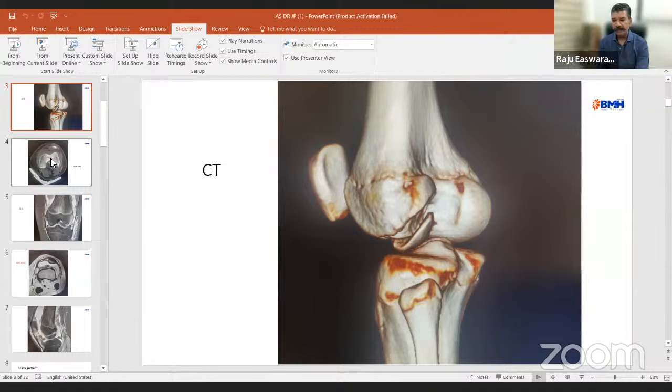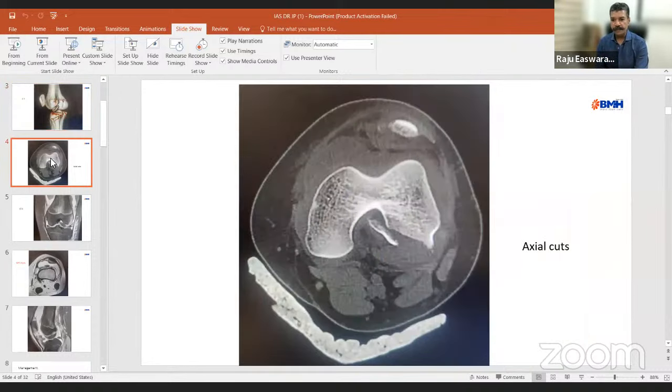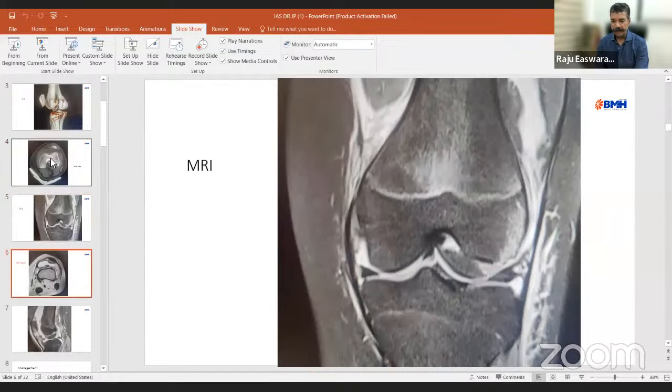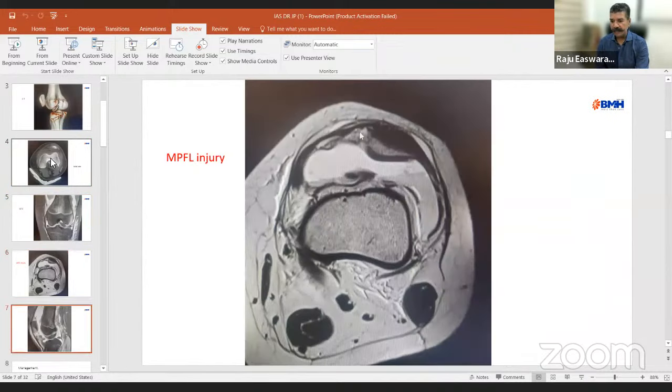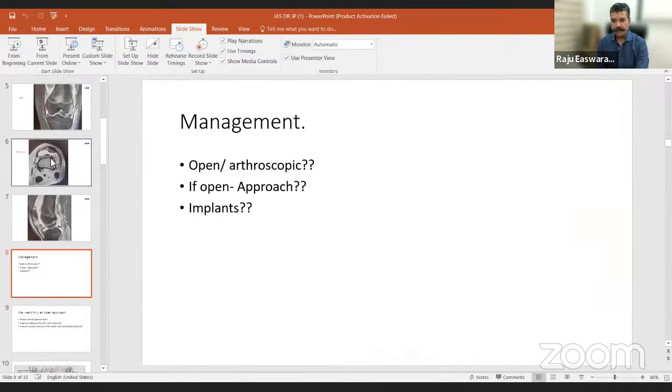The MPFL can be reconstructed, of course. It would be better, Jyoti, if you could use it as a full slide. That will prevent giving away the next slide. But I would agree with the opinion both the panelists have chosen, an open approach.